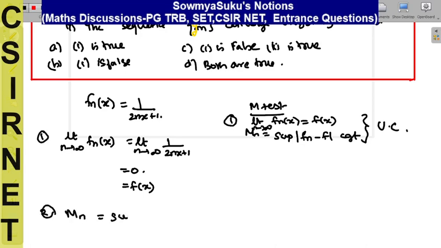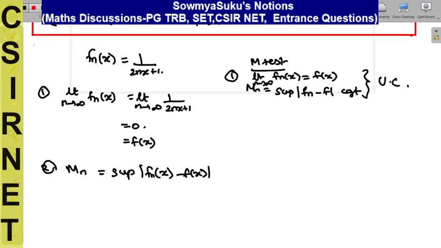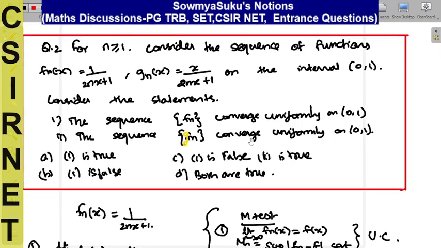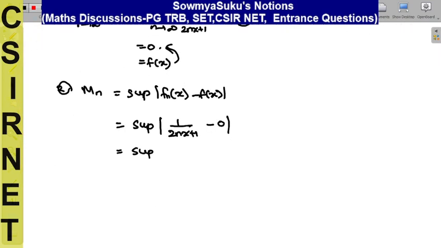M_n is equal to the supremum of modulus f_n(x) minus f(x). For finding uniform convergence you have to use the M test, so this is the second condition. Supremum of modulus f_n(x) is given in the question, 1 divided by 2nx plus 1, minus f(x), which is 0. Also in the question it is given on the interval (0, 1), so you have to mention that x belongs to (0, 1).